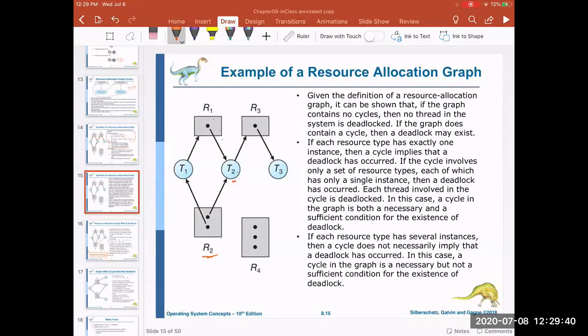T2 is requesting R3, and R3 is allocated to T3. So once T3 is over, this resource would be freed. This would be allocated to T2. Okay. Once it is done, it will go back. Now it has all the resources, because what would happen then? This would be allocated to T2.